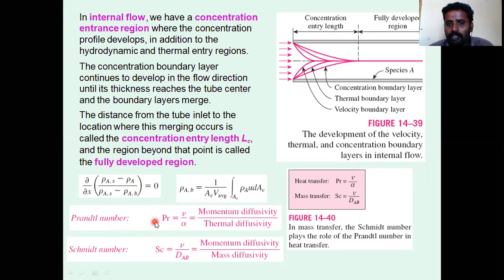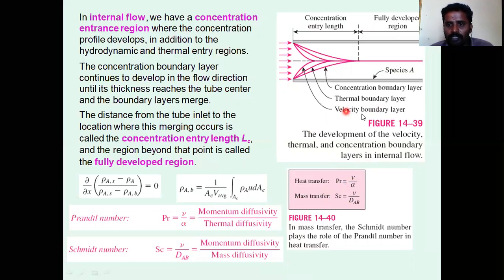The Prandtl number is the ratio of momentum diffusivity to thermal diffusivity. The Schmidt number plays a very important role in mass transfer problems. The Schmidt number is ν by D_AB. In heat transfer problems, the Prandtl number is involved in finding the Nusselt number. Here in mass transfer, the Schmidt number is placed. It is the ratio of momentum diffusivity to molecular mass diffusivity. These values are taken from the database.